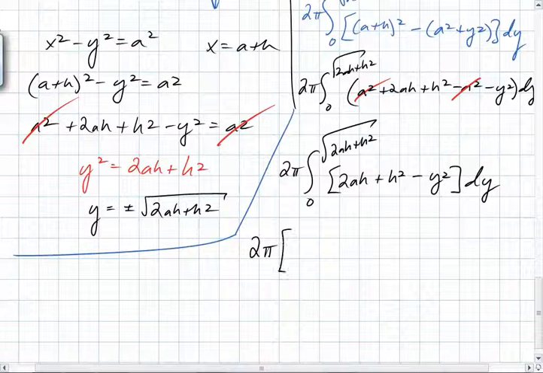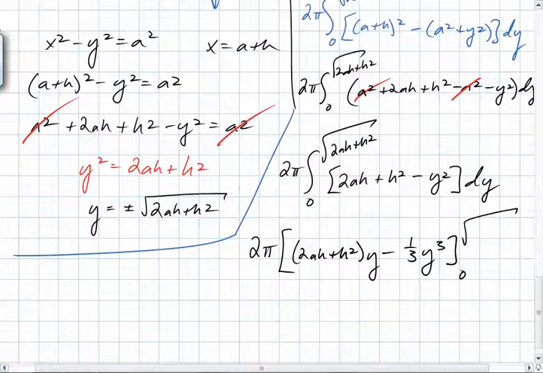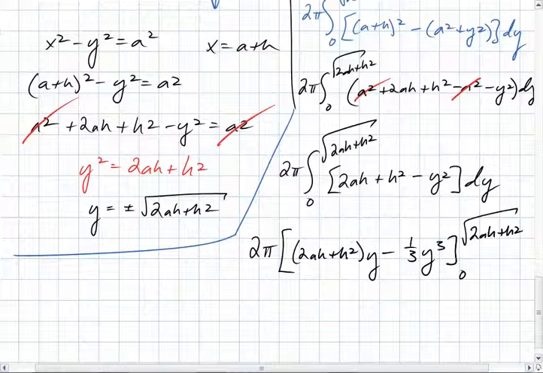So it's going to be 2 pi times, and what is it, 2ah plus h squared times y minus 1/3 y cubed from 0 to... Do you see what's going on there? Look. These are constants, right? So you can think of that blob as 7. What's the integral of 7 with respect to y? 7y. Exactly. This is just a constant, so what do I tack on to the outside to get the integral? We've just integrated with respect to y, so all we've done is tacked on that y. That's it. So now it's just a matter of evaluating.